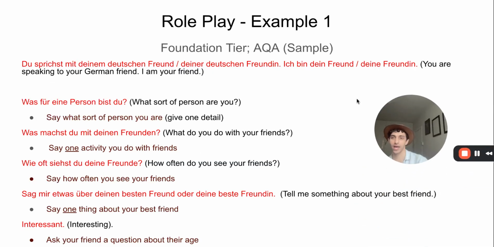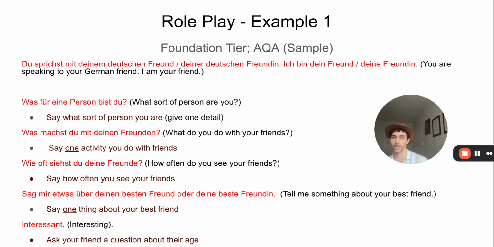Okay, now I'm going to give you an example. This first example comes from the new sample material for AQA. As mentioned, AQA and Pearson Edexcel GCSE have somewhat changed their syllabus and the format of their papers from 2026 onwards. This is a foundation tier role play, actually. In red are the parts that the examiner would say. And in brown, effectively, those are the parts that the candidate would have to say. That is the instructions that the candidate would be given on their particular role play card.